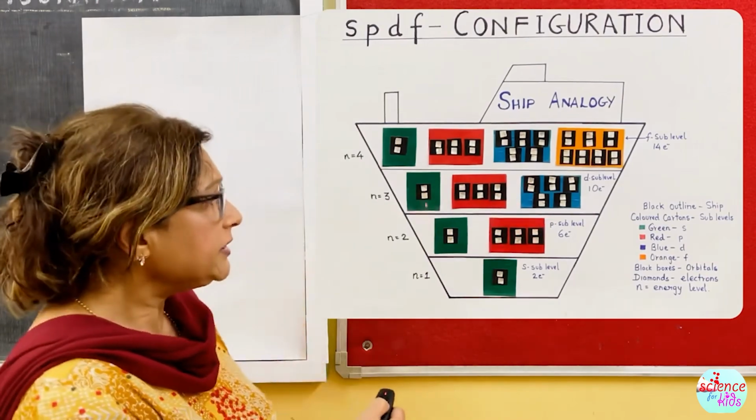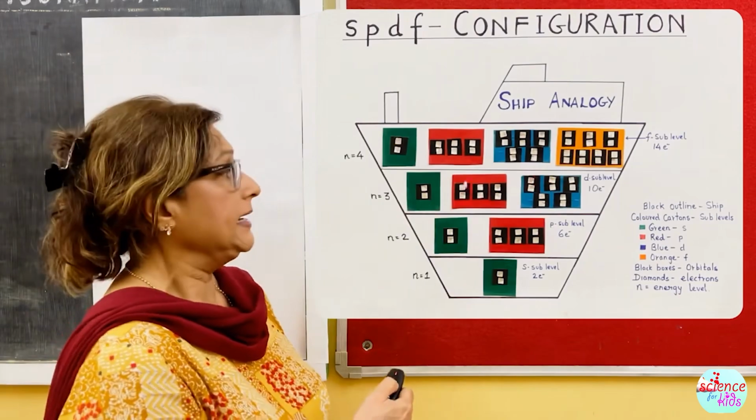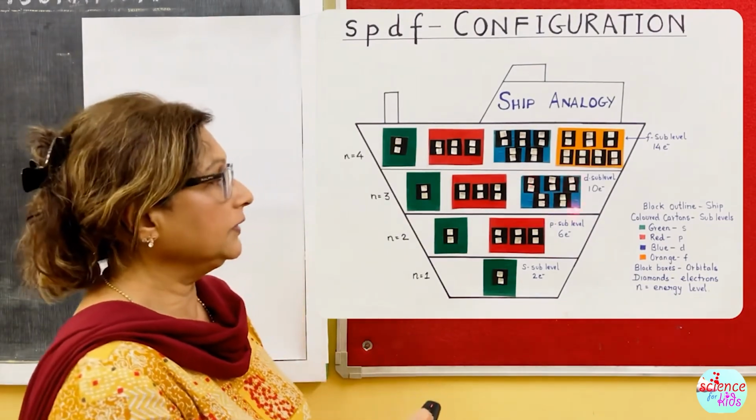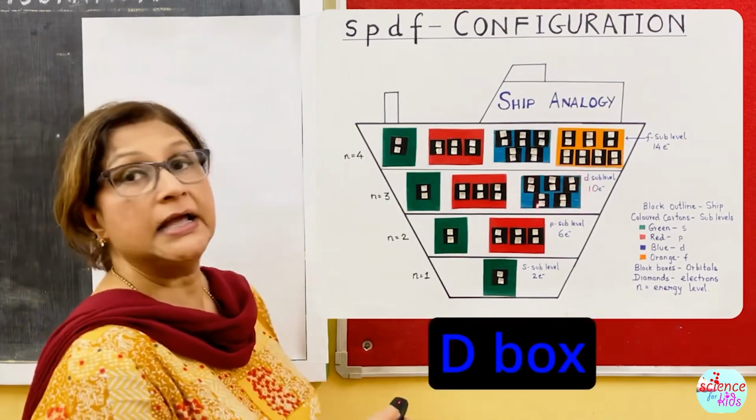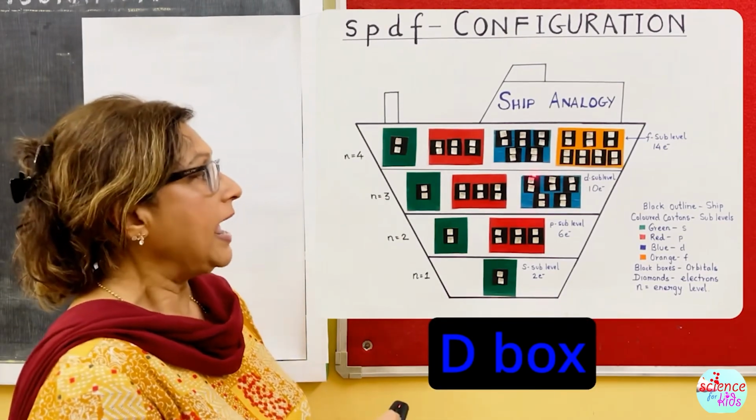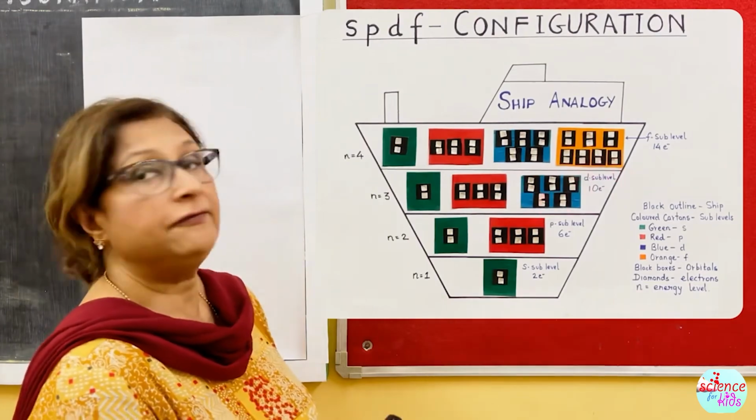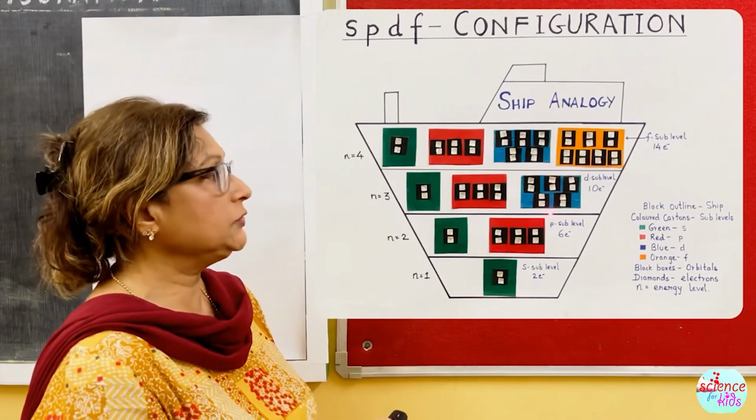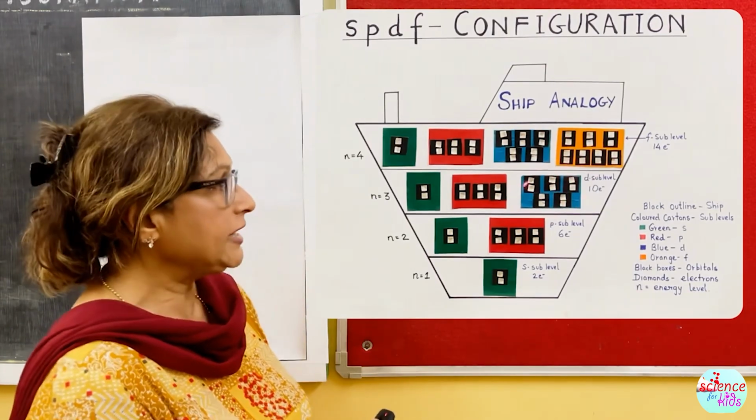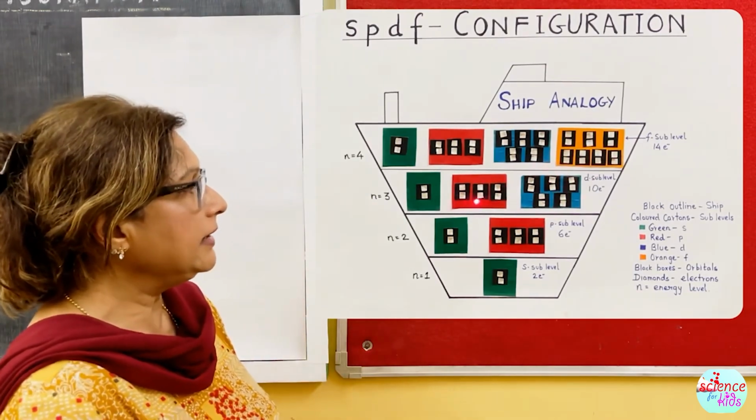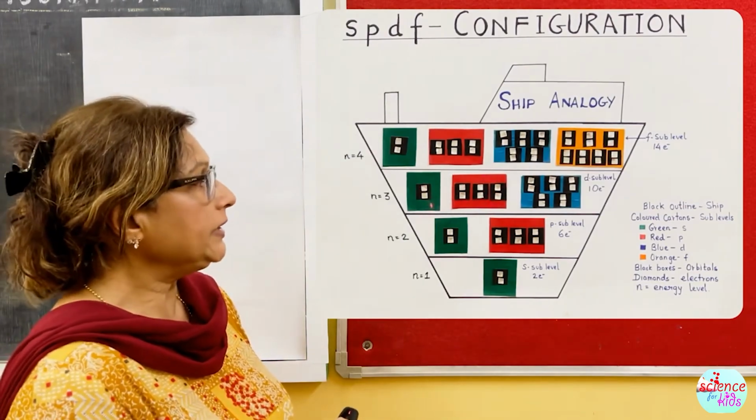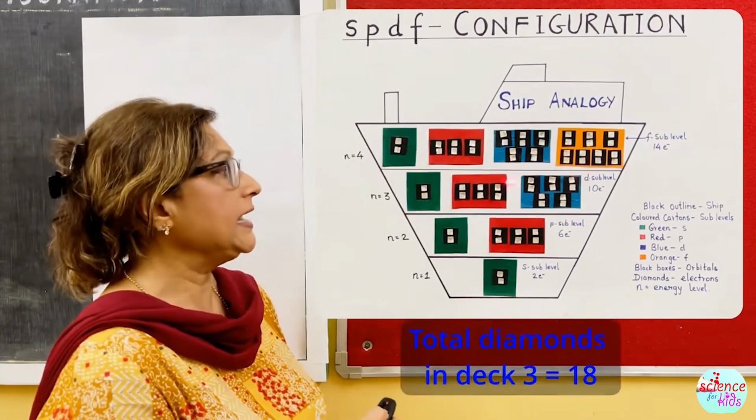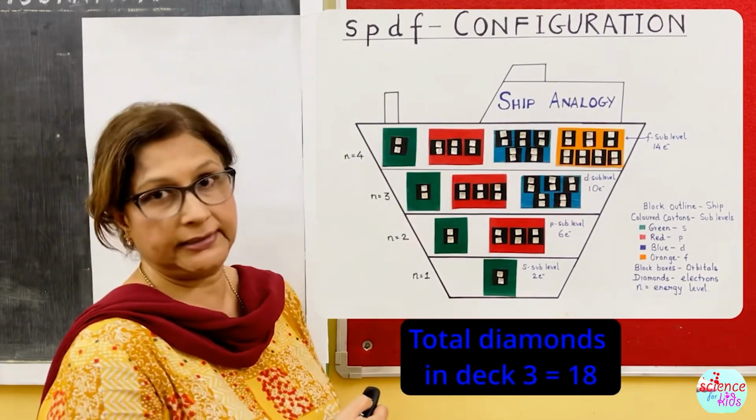Now what's special about deck number 3? Deck number 3 has another additional box. This is the blue box, and the name of this blue box is D box. The D box has how many black boxes in it? 5 black boxes. These black boxes hold 2 diamonds each, so there is a total of 10 diamonds. So 10 in the blue box, 6 in the red box, and 2 in the green box. So a total of 18 diamonds can be stored in deck 3.